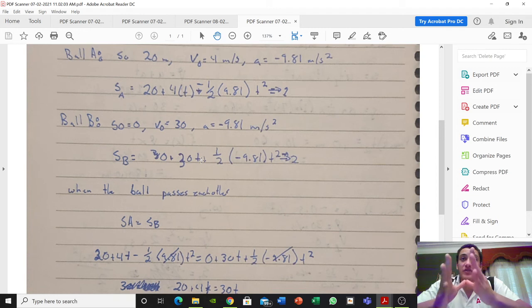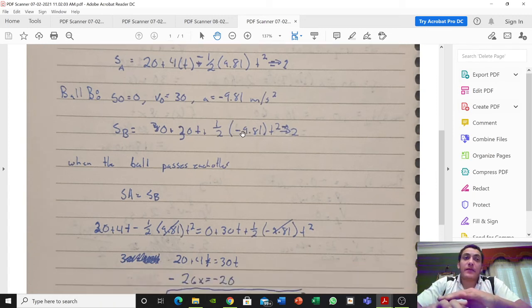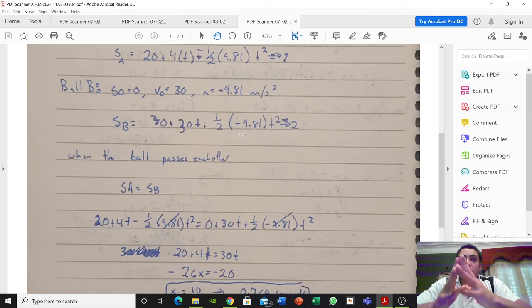Let's do the same thing for ball B. So SB starts at 0. The initial velocity is 30 as we saw in the question, and the acceleration is negative 9.81 as stated before. So putting it together, it's 30t plus half multiplied by negative 9.81 multiplied by time squared. Sorry for the confusion earlier.